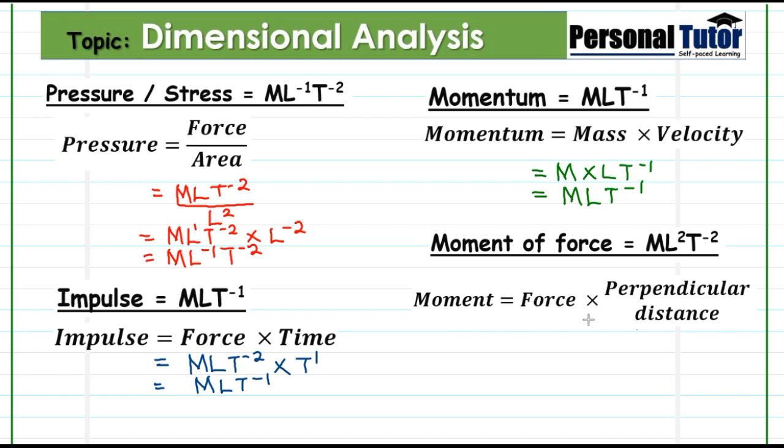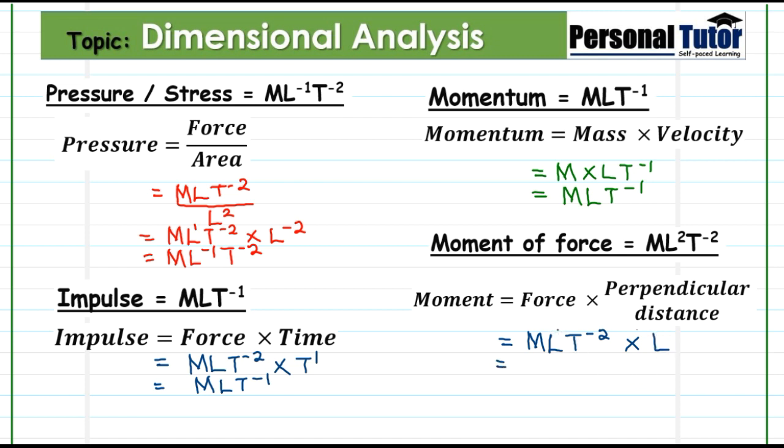Moment of a force actually is equal to the product of the force and the perpendicular distance. Now force, as already established, has the dimensional equation M L T exponent minus 2. Then perpendicular distance expresses length, and so it has a dimensional unit to also be L.